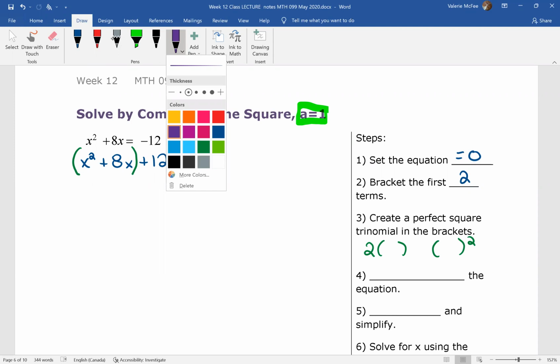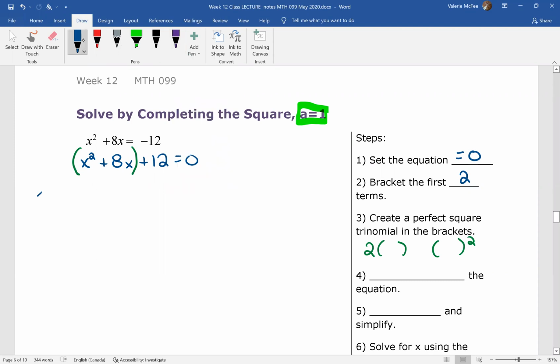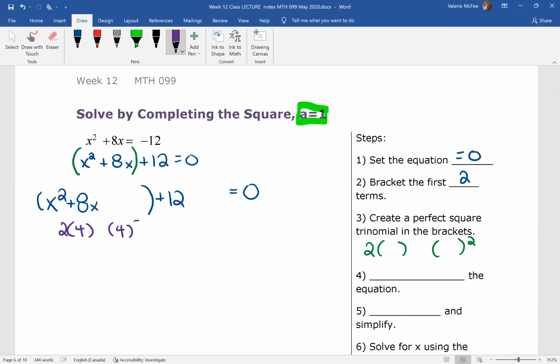actually, before I do that, let's rewrite this. So we have x squared plus 8x. I need some room to create my perfect square trinomial. And then we're going to leave some room for step 4. Okay, create a perfect square trinomial. So this is going to be 2 times some number. Well, we know it's 2 times 4. That means I'm going to use the 4 here to create my perfect square trinomial, plus 16.